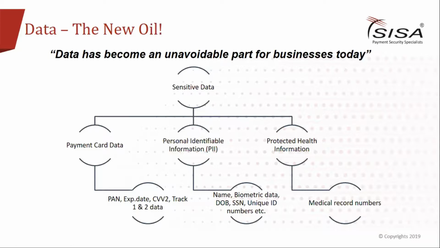And lastly, we talk about protected health information, where we talk about medical record numbers. Many of us might have gone through HIPAA or the HITRUST Act, which is there inside the US region, which talks about health information, which is also sensitive information that needs protection. So typically in this entire session, we'll be talking about sensitive data elements, which can be payment card data, PII, or protected health information.